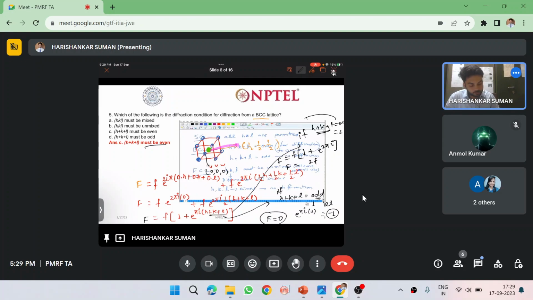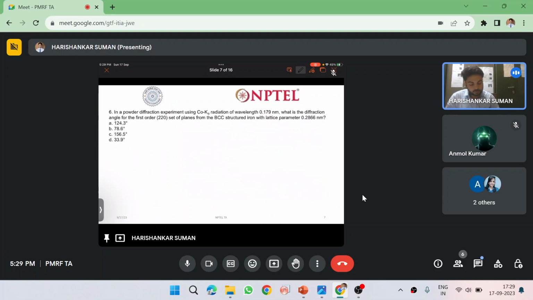This was the previous one. The next question: in a powder diffraction experiment, cobalt K alpha radiation of wavelength 0.179 nanometer is used. What is the diffraction angle for the first order 220 set of planes from BCC structure iron with lattice parameter 0.2866 nanometer? So please calculate theta. You have 5 minutes. Please do it.